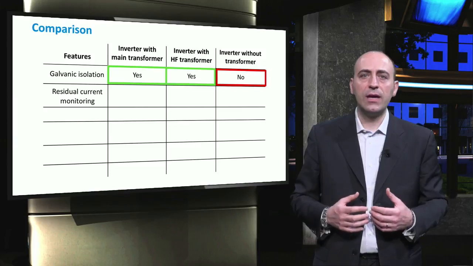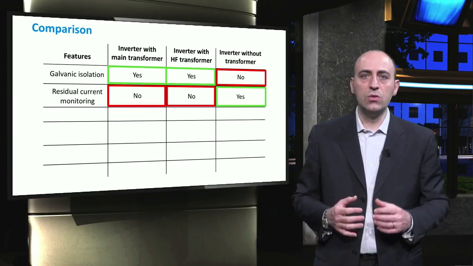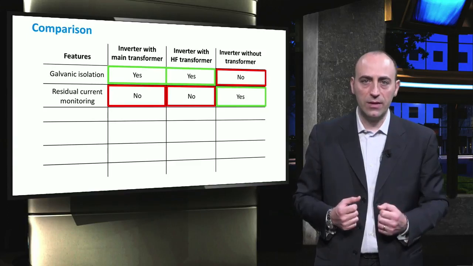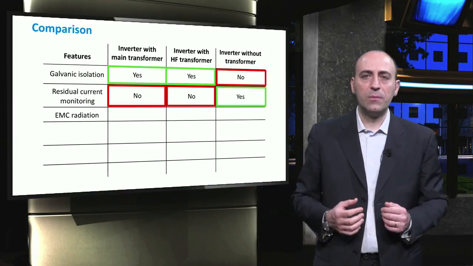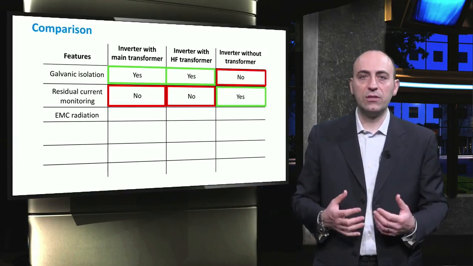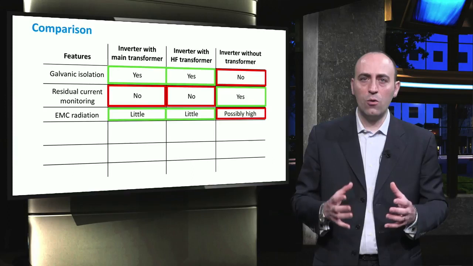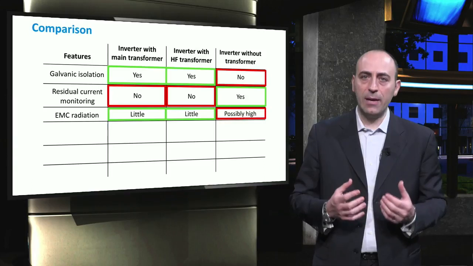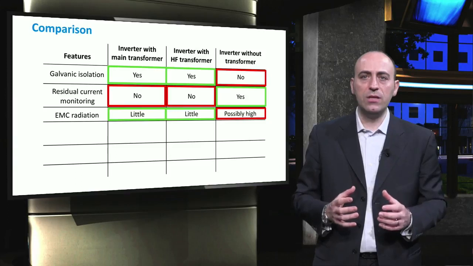Residual current monitoring, as we have seen previously in this video, is present only in the transformerless inverter, and it is useful to detect the presence of any undesired residual current flowing inside the device. If a transformer is used, monitoring cannot be performed. Another aspect to consider is the electromagnetic radiation that may interfere with other devices in proximity of the inverter. When a transformer is used, electromagnetic compatibility is usually achieved and the radiation can be kept under control.